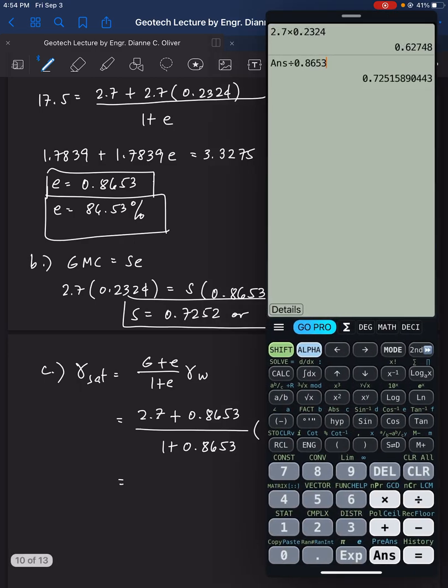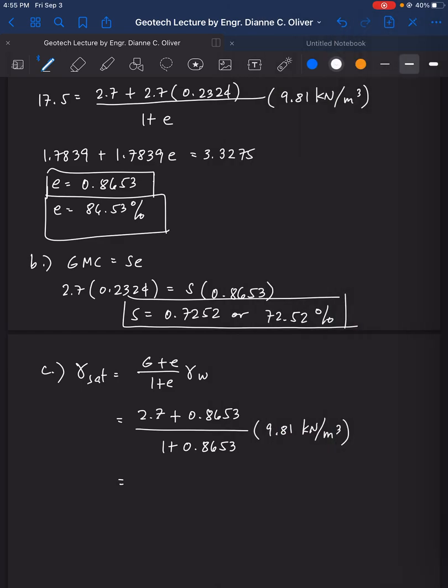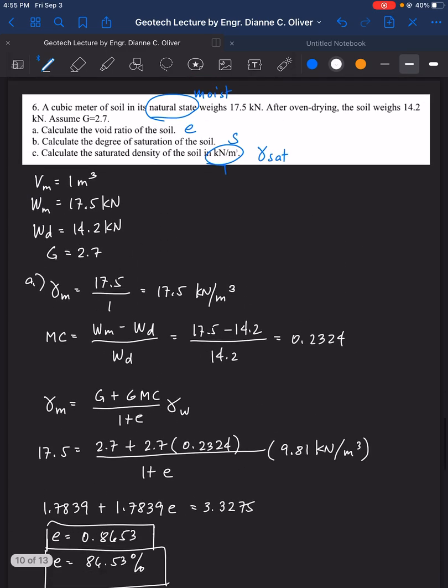So gamma sat finally is equal to 2.7 plus 0.8653 over 1.8653. Then we have here multiplied with 9.81. So the final answer is 18.75. Gamma sat is 18.75 kilonewton per cubic meter. Okay? So that's for number 6.